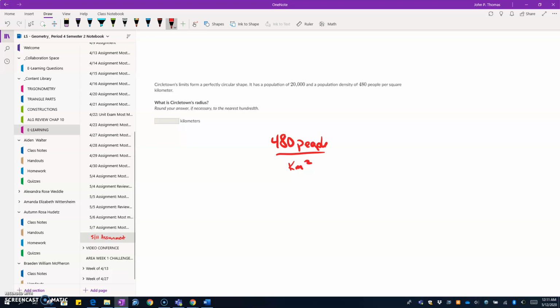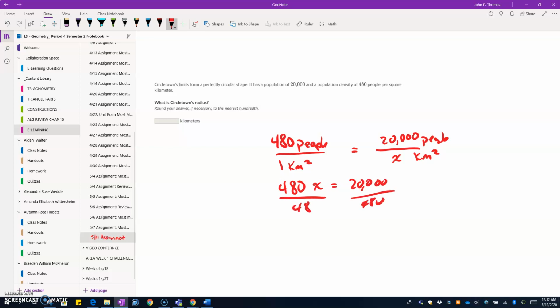So we have a population of 20,000 people. And what we don't know is the actual area. Over here we know it's 480 people per 1 square kilometer, but on the other side we know it's 20,000 people, but we don't know how many square kilometers we're dealing with. So we're going to start by cross multiplying. So I have 480 times x equals 20,000. I'll divide both sides by 480. That takes me to x equals 20,000 over 480, or 2,000 over 48.